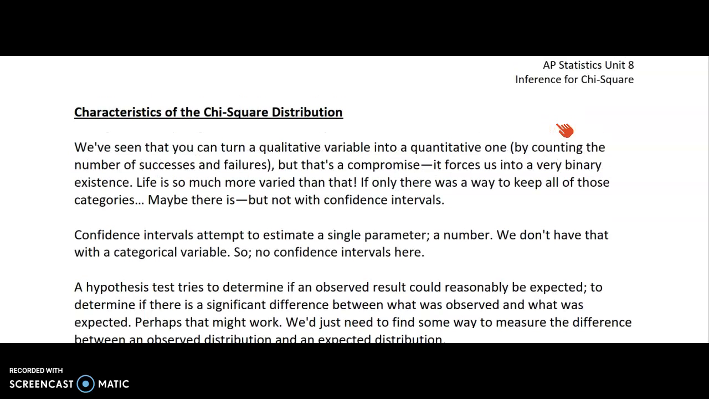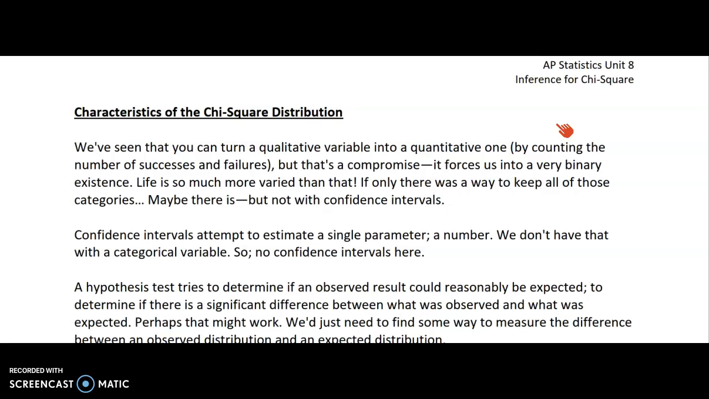Alrighty, welcome to Unit 8, one of our last few units here of AP Statistics. And we're going to be looking at what is called a chi-square distribution. Now, for any of you who are in AP Bio or you've taken AP Bio, you might have heard of this before. Now, so far we've looked at Unit 6, which was inference for proportions.